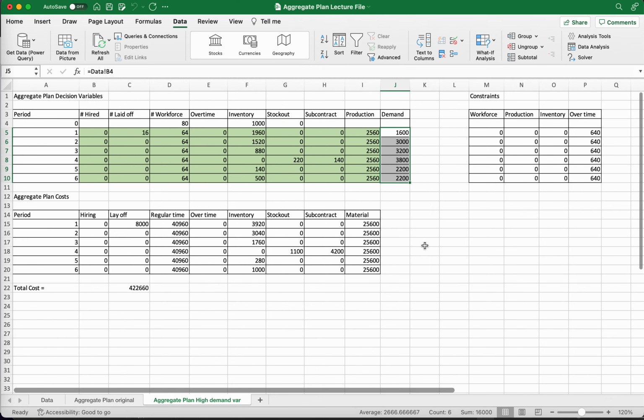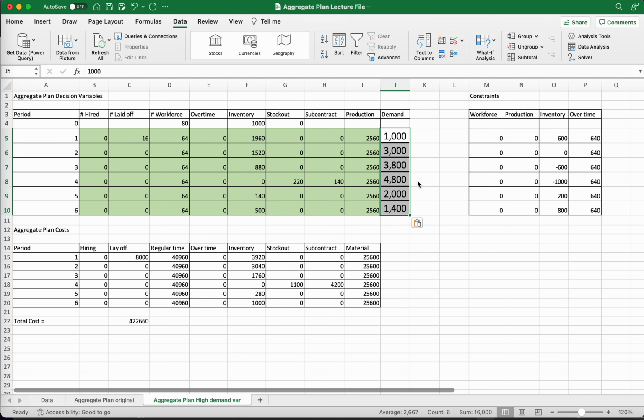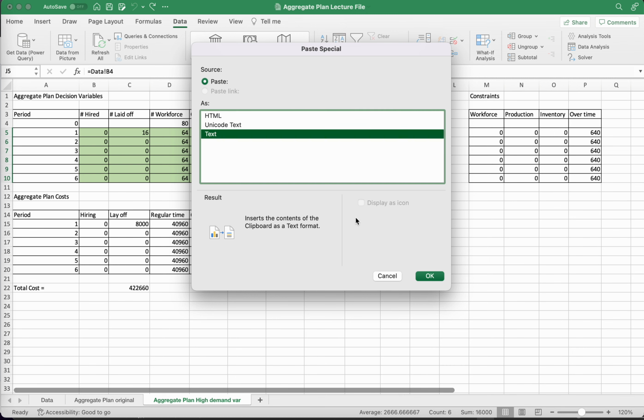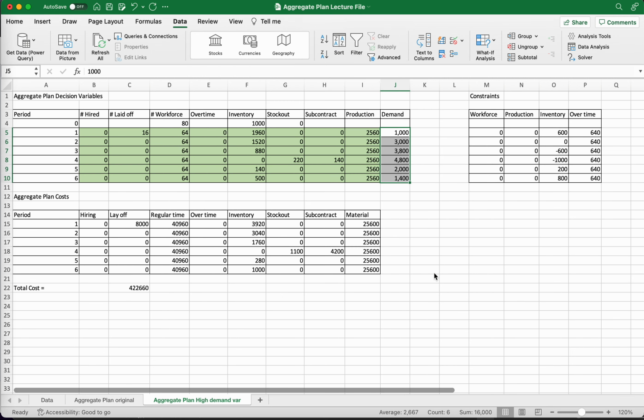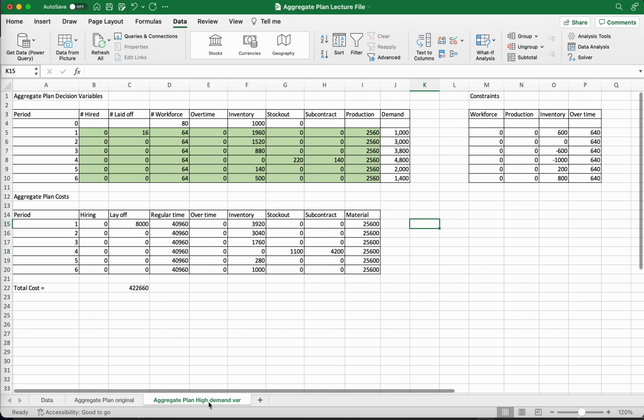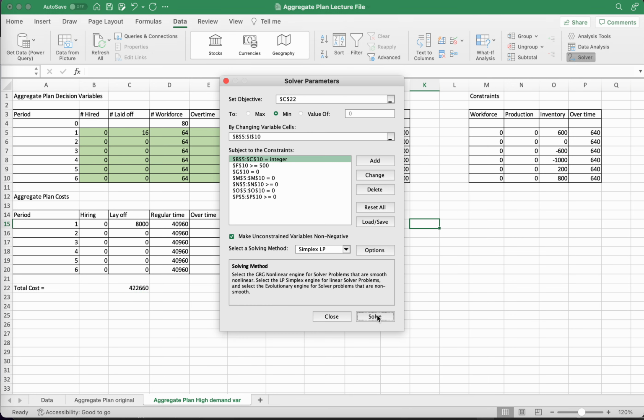So here we have demand variability being much higher. Everything else is the same. All the cost values and everything, they are all the same. The main difference is that we have demand that is highly variable. If that's the case, what does our final solution look like? Let's click on solve.